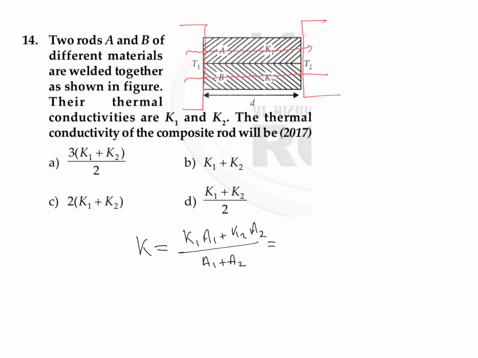So for the first one we can write its conductivity is K1, area is A, plus second one conductivity is K2, area is A, divided by the value of A1 plus A2, which we can take as nothing but 2A. So this A we can take as common and it will get cancelled. So we can write the value of K is equal to (K1 plus K2) divided by 2.